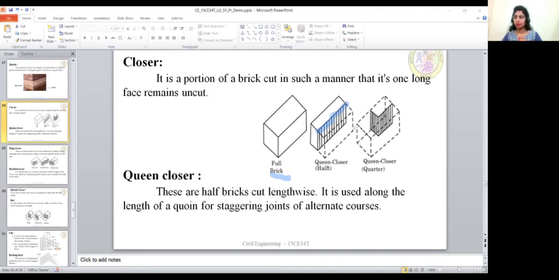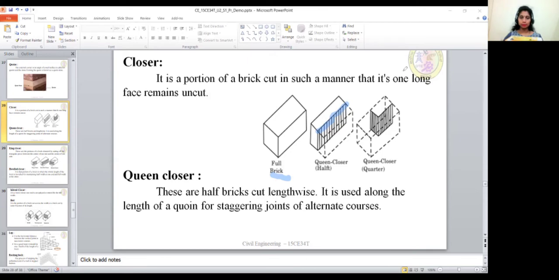Here we are seeing some kind of brick. I'm just giving you an example. See, if you consider this as a brick, okay, this longer side is stretcher, and the width of a brick is known as header. Here you're seeing, assume this is a brick, okay. Queen closures are the half bricks cut lengthwise, okay, is known as queen closure.